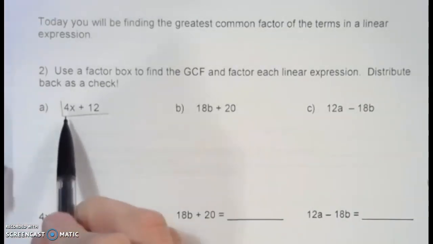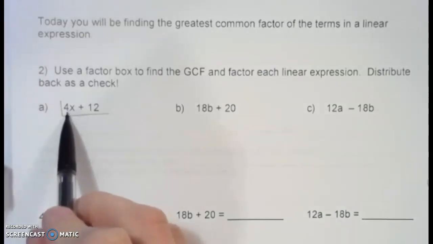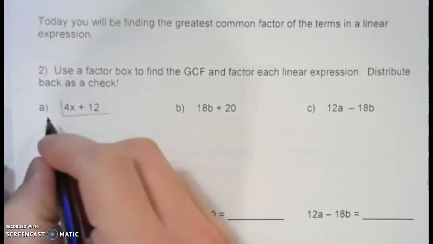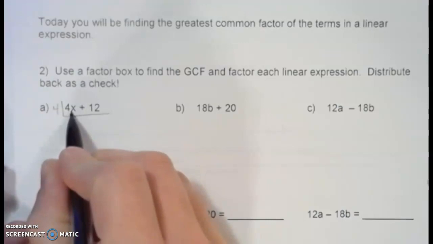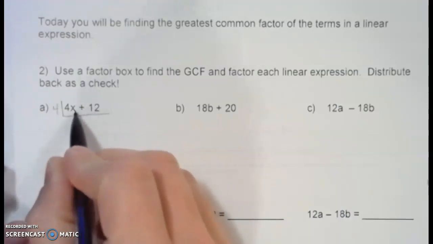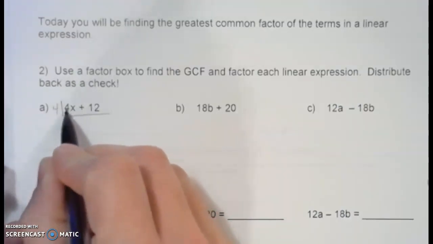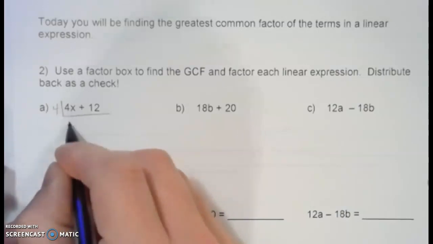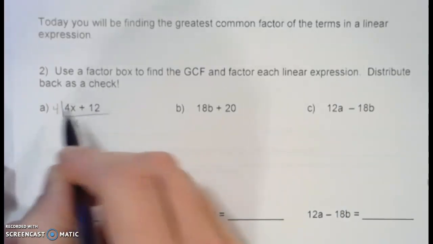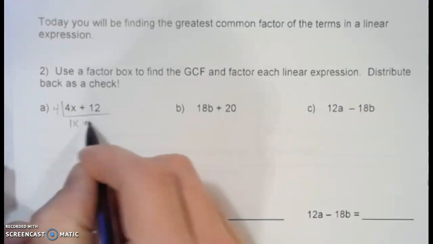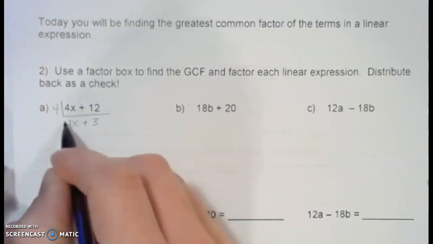I'm going to look at each term and see if I can figure out what they would share as a common factor. And looking at both of these terms, 4x and 12, I can see that 4 is going to be a common factor. So I'm going to divide each part of the expression by 4. 4x divided by 4 is just going to be 1x, and 12 divided by 4 is going to be a positive 3. So that's going to leave me with 1x plus 3.